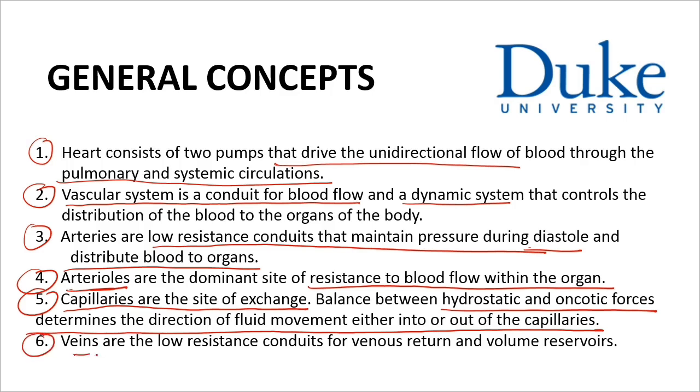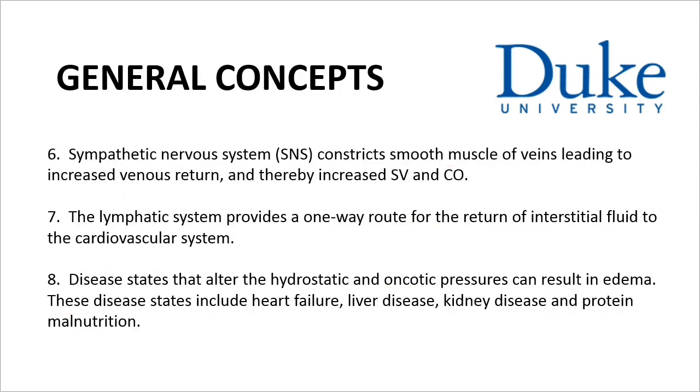And sixth, veins are low-resistance conduits for venous return, and they are volume reservoirs. That is, they have a very large capacity. About 60 to 70% of the blood within the system at any time resides on the venous side. The sympathetic nervous system constricts the smooth muscle of the vein and can increase the venous return and thereby increase stroke volume and cardiac output. We know that is called the preload. So we can increase preload by affecting the venous return.